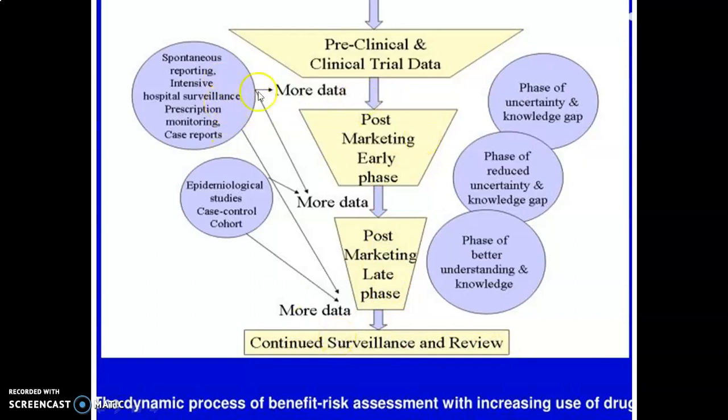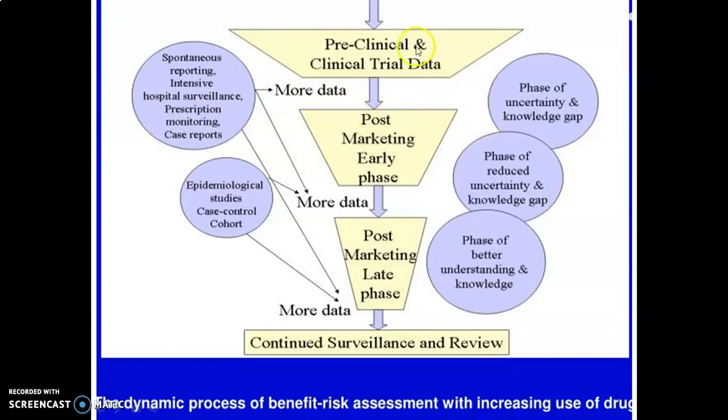Now here we are going to get the data. Spontaneous reporting can be observed in preclinical and clinical trials also. Even intensive hospital surveillance can be observed. Prescribing, monitoring and case reports we may get in many stages, so we get more data about the safety and harm of the drug.